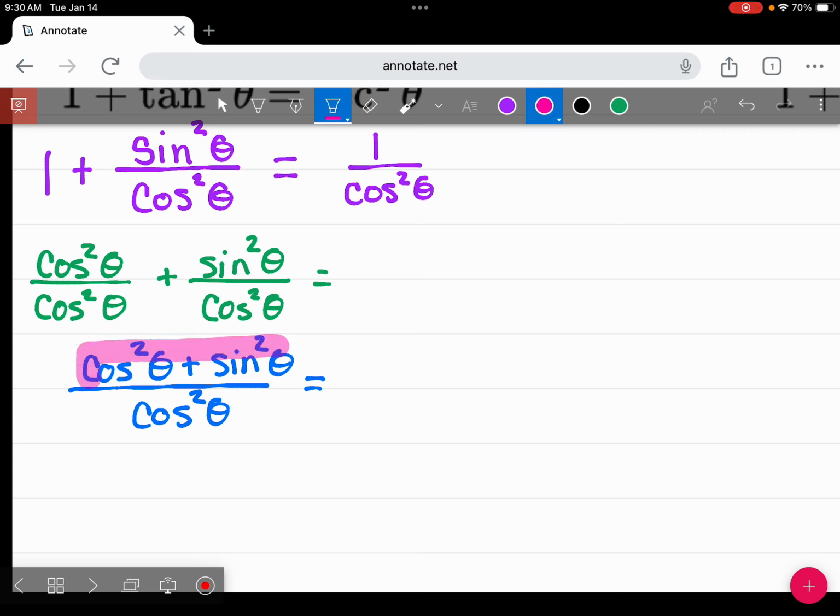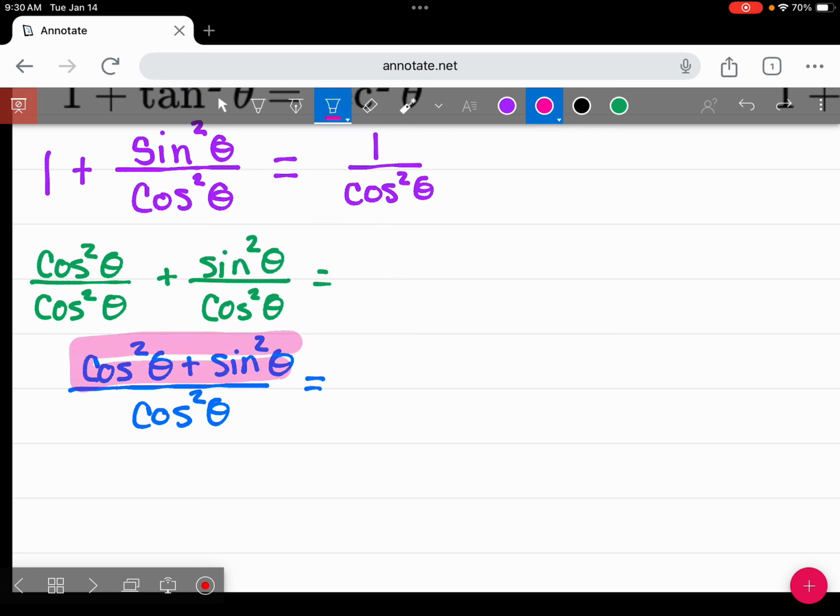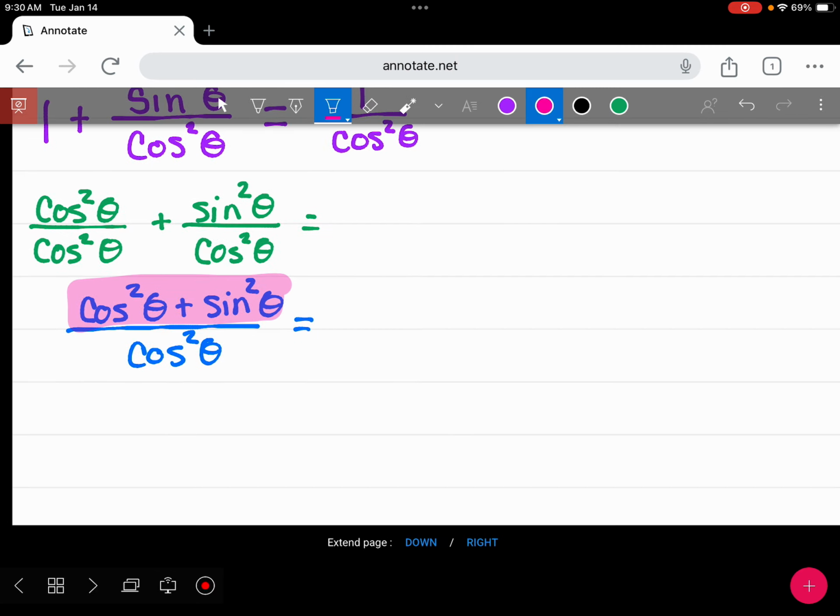This piece should be a little familiar by now, hopefully. This is the one we just did: cosine squared plus sine squared. And sine squared plus cosine squared, cosine squared plus sine squared, same deal, it doesn't matter what order it is. No matter what, that thing equals 1 over cosine squared. That's one of those Pythagorean identities. And that is exactly what we were hoping for when we got down here.